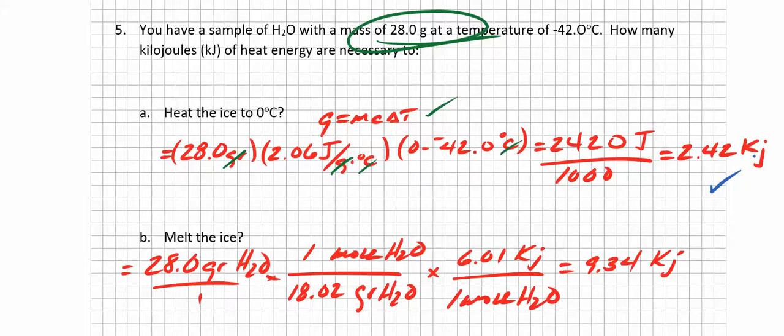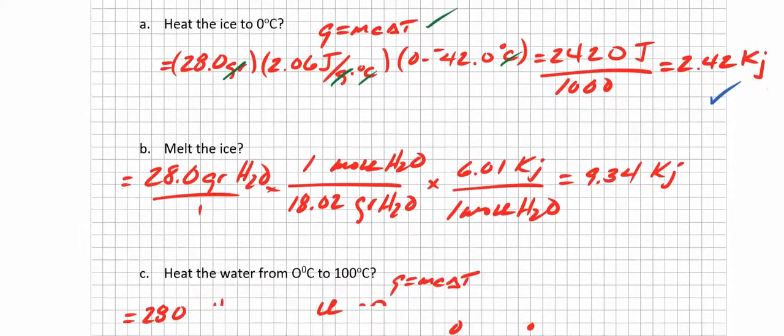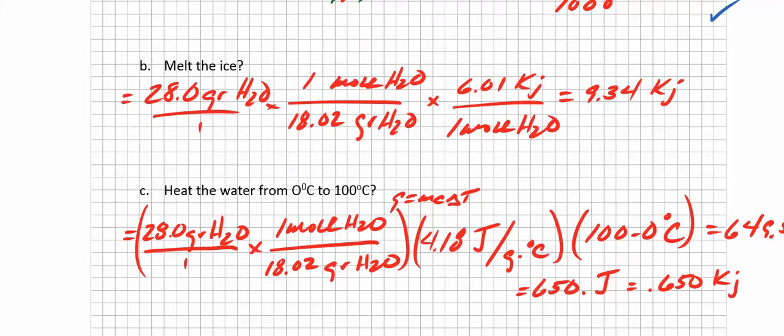I'm going to try to keep everything here in kilojoules so that if I'm asked at the end to add everything up to determine how much energy is required for the entire process, I'll have it all in one unit. Let's look at B. It says how much energy is required to melt the ice. So I've got this 28 gram puddle now, because it's an ice cube to begin with, but I want to turn it into a puddle. How much energy would that take?